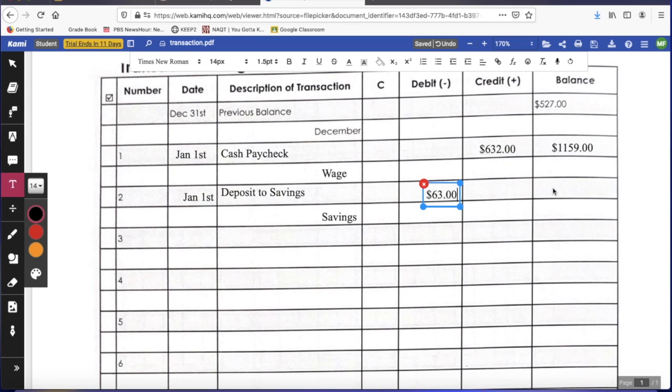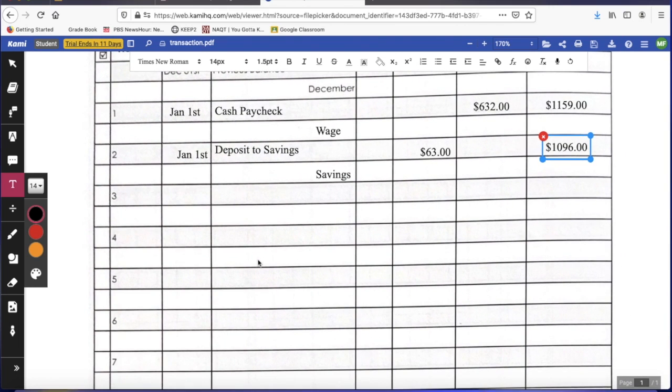So you have a new balance. You take $1,159. Since it's debit, up here it also tells you minus $63, and you have a new total of $1,096. Okay. Again, you'll be able to tell the difference between the lines a little bit better. I know it's barely showing up here, but these first lines are going to be in dark gray, and then you're going to have the white lines. Okay.